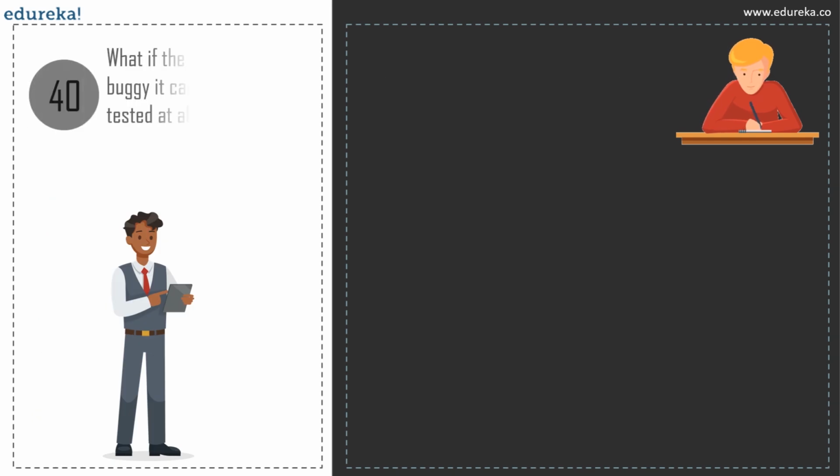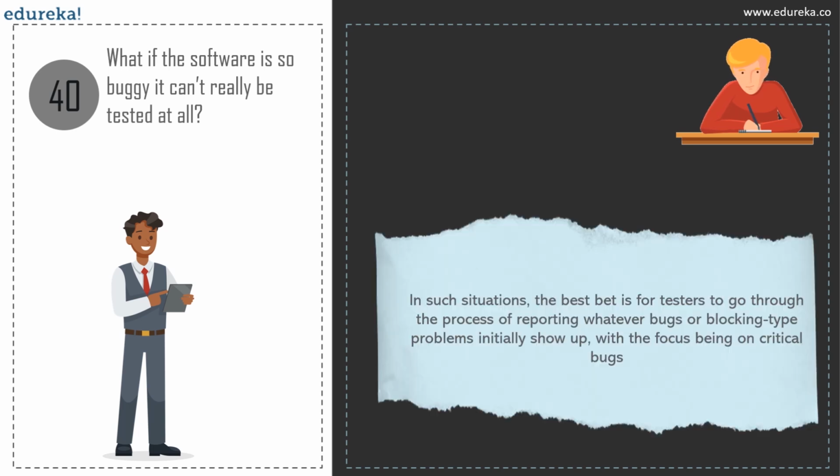Moving on to the next question: what if the software is so buggy that it cannot be tested at all? Often testers encounter a bug that cannot be resolved at all. In such situations, the best thing is for testers to go through the process of reporting whatever bugs they find and focus mainly on critical bugs.